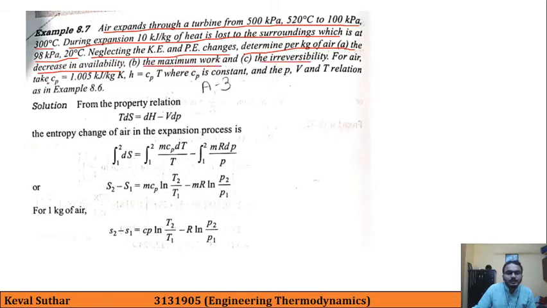For air, we can take the value of Cp as this, and H is equal to CpT. So this is the property relation that will be used here. Again, we have done similar kind of stuff, so we will not discuss this part again. We have taken T into the denominator and we have utilized PV is equal to mRT. For 1 kg, the values will be in specific terms.